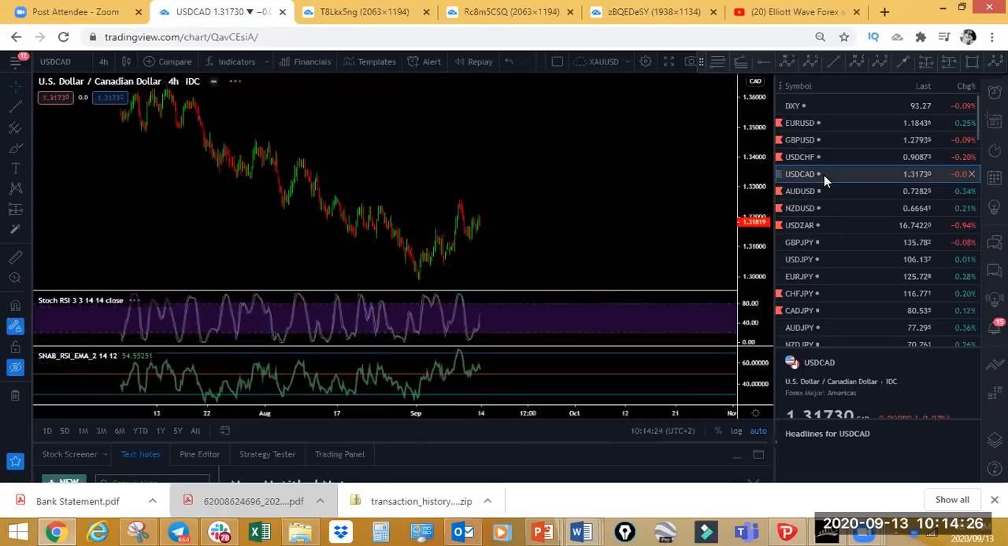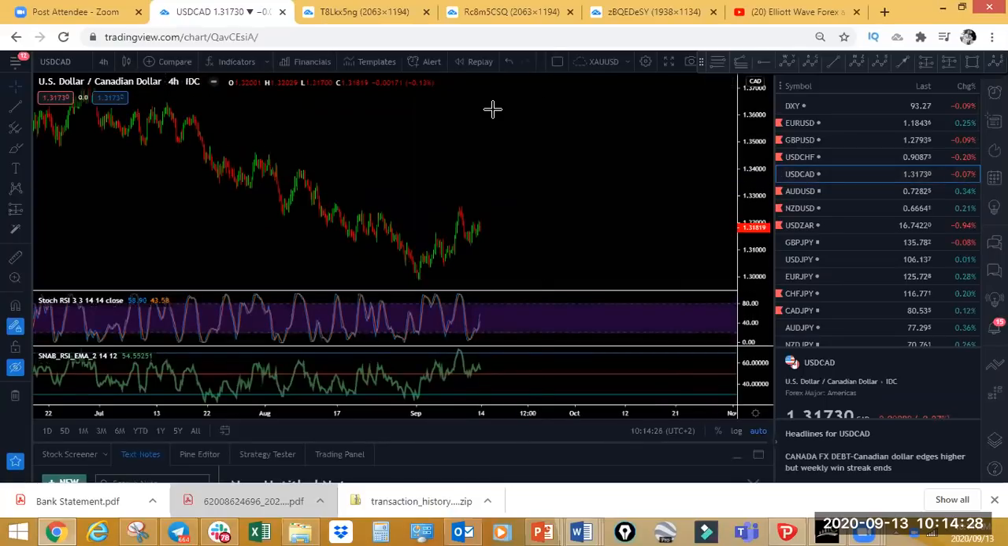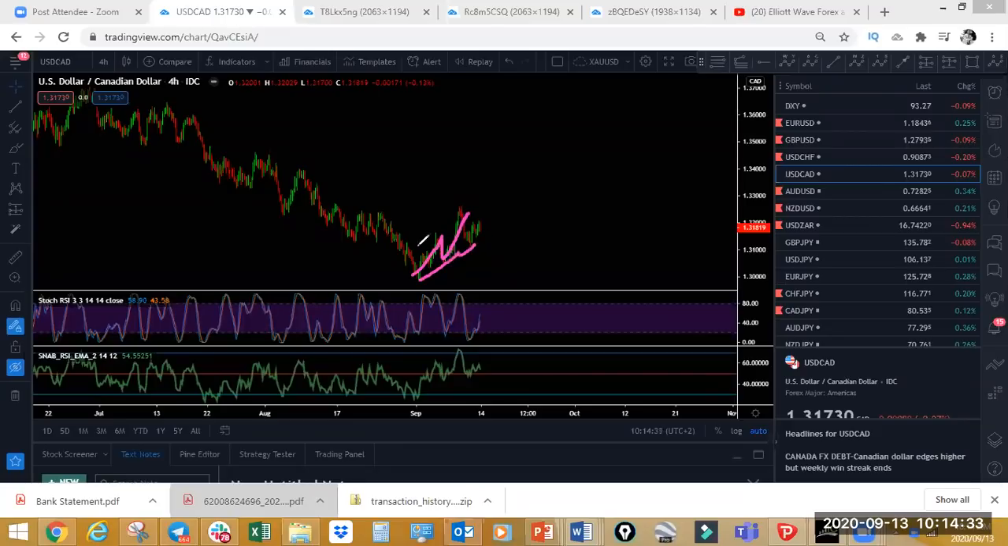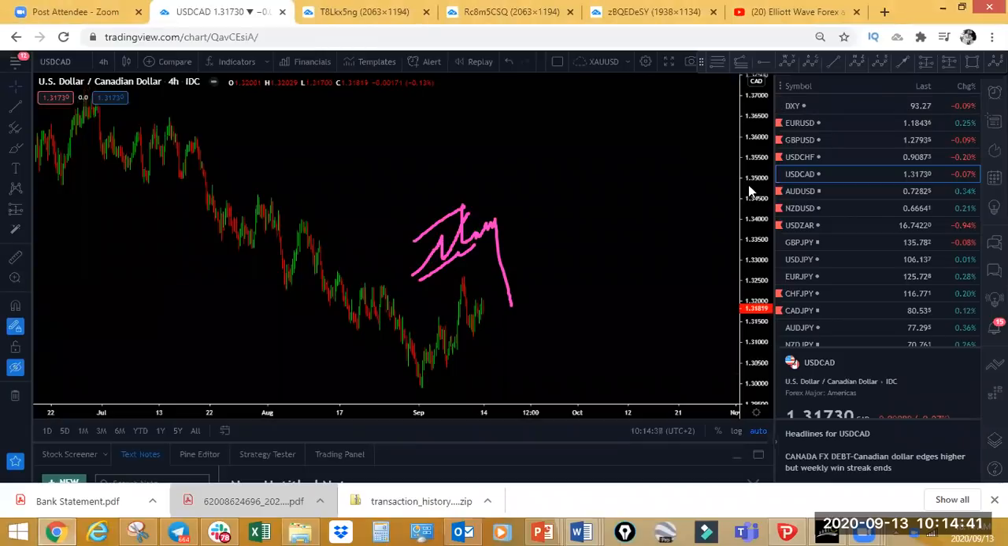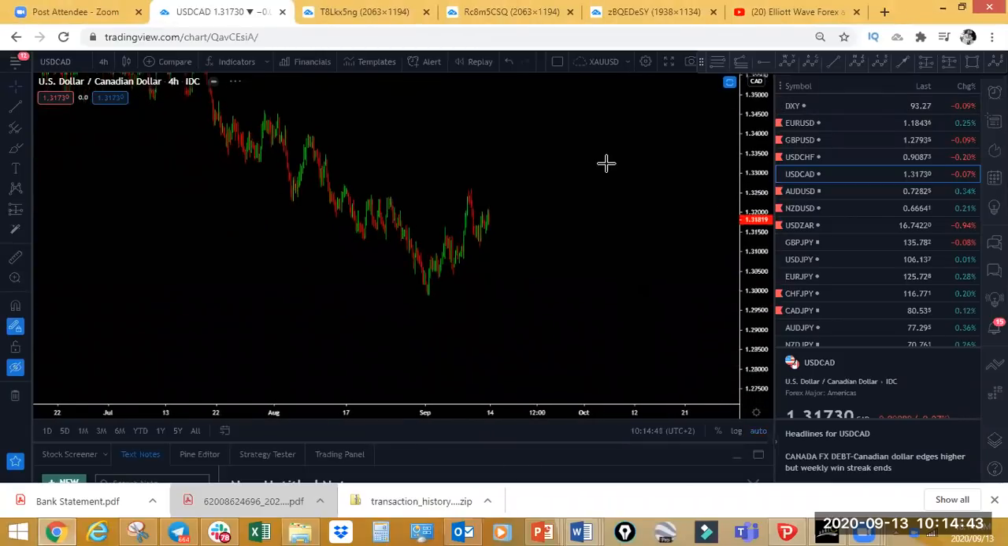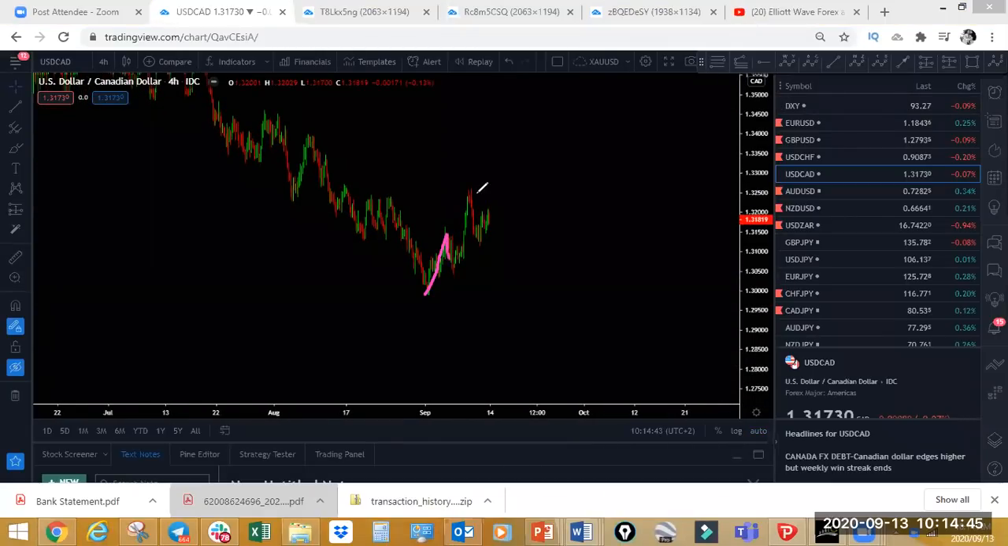US dollar CAD, let's have a look at US dollar CAD. We are in this corrective structure. Nothing much has happened here. So this corrective structure, looking at the US dollar weakness, could be coming down. Okay, so let's see how this one is going to play out. Let's take this off and just look at the structure. So we'll be looking for this one to make a pullback here and make a continuation to the downside.